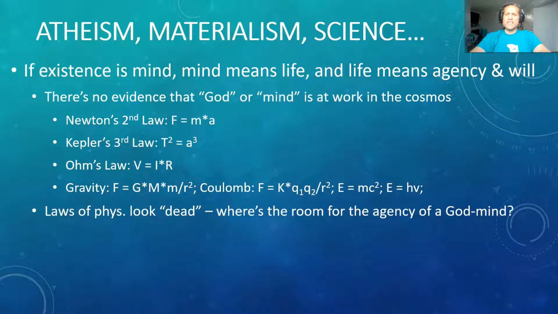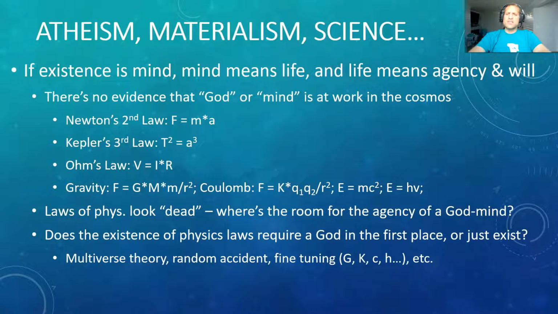They're equations, and you might ask where the equations came from, but the thing about the equations is that they're just static. They're not doing anything. They govern a process or a behavior, and things in nature and existence follow these equations, given the appropriate context. But other than that, it's pretty dead looking. It doesn't really do much. It doesn't really act like life or mind, which is agency and the ability to change and do things, right? So where's the room for the agency of a God mind? So do the laws of physics require a God in the first place, or do they just exist, right?